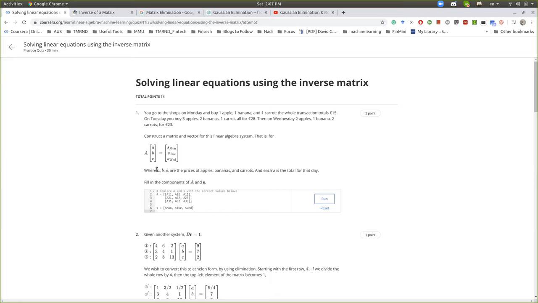Where A, B, C are the price of apple, bananas, and carrot. The S is the total of that table.